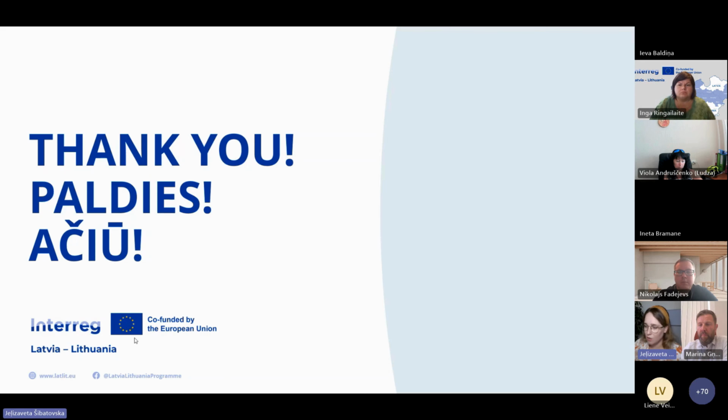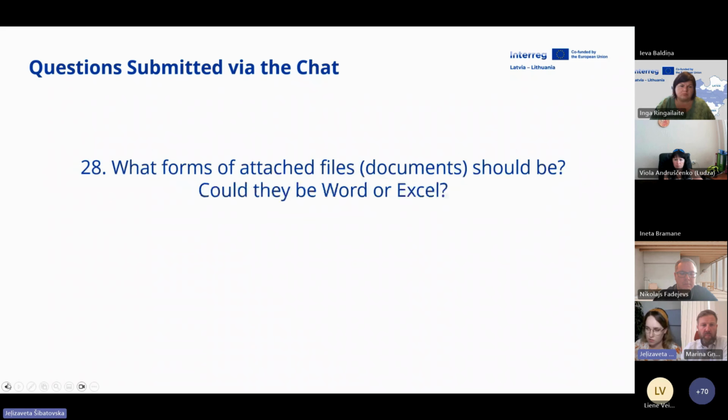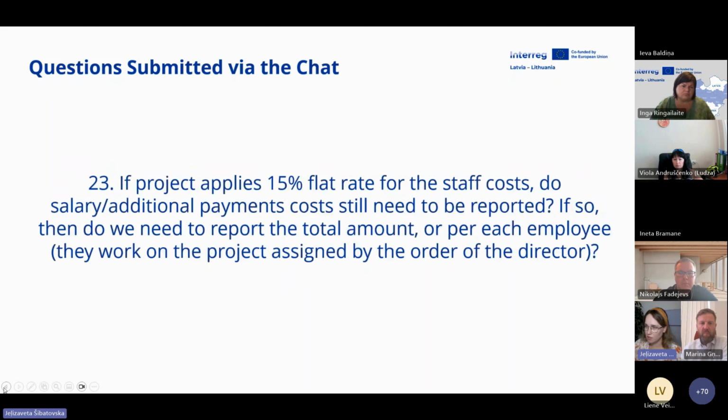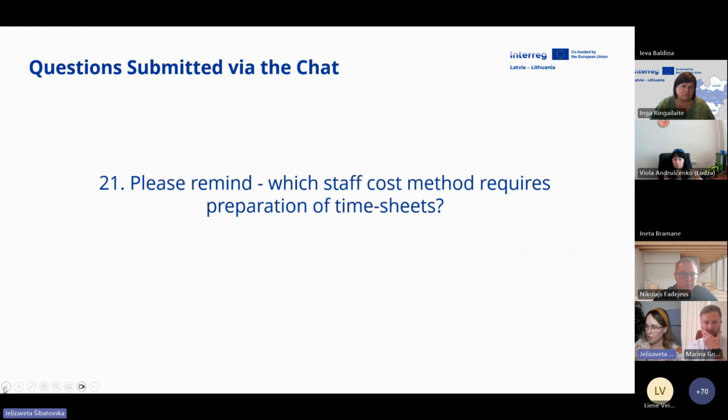So now let's move to the question that we left for Gins regarding the staff cost. It was question number 21. Please remind which staff costs method requires preparation of timesheets. So I hope you can hear me now.